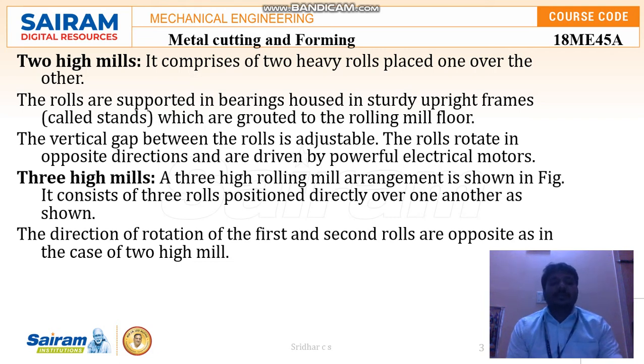Next is about three high mills. The three high mill is the arrangement we have been seeing in the figure. It consists of three rolls positioned directly over one another, as we have seen in the diagram. The direction of rotation of the first and second rolls is opposite, as in the case of two high mills. It is the same as the two high mill, only here two workpieces can be processed at a time.